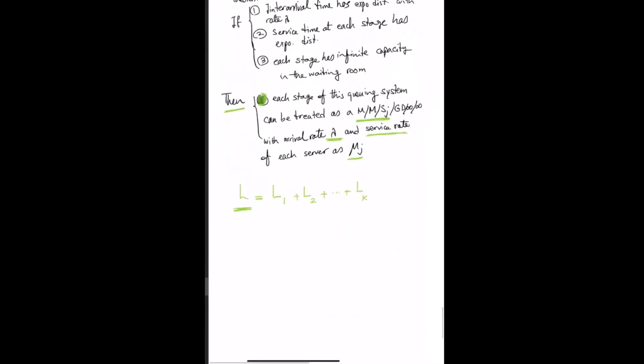If I ask you what is the time waiting in the system, you calculate the waiting time in stage 1, in stage 2, all the way to stage K. And similarly, if I ask about LQ, WQ, and everything, you can do that. And I want to go over one example.